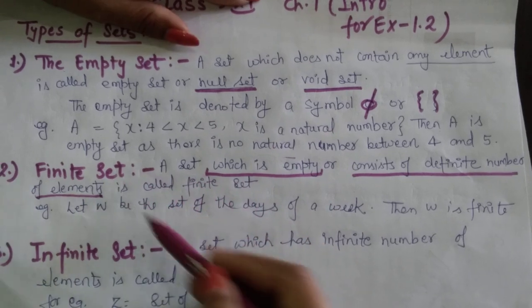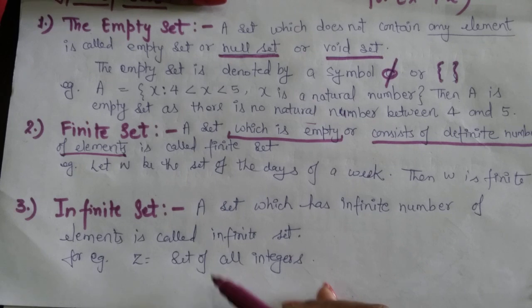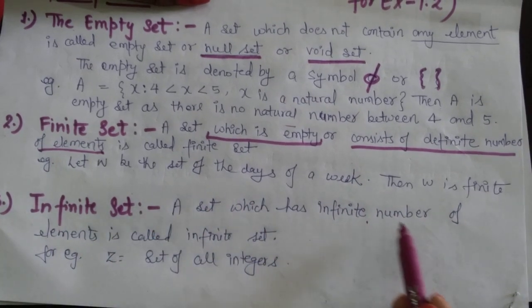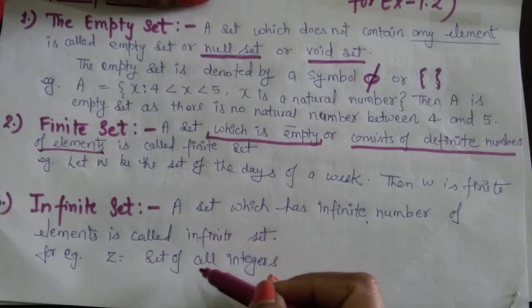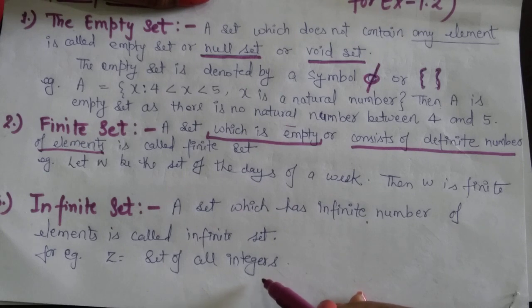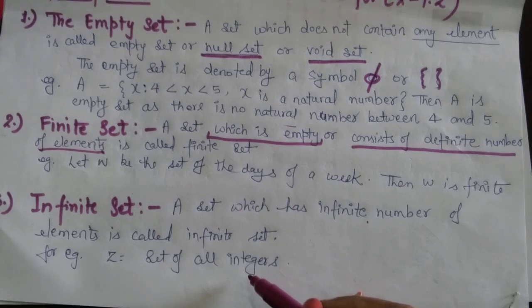Now come to the next, that is infinite set. Infinite means a set which has an infinite number of elements, means the elements cannot be counted. For example, the set of all integers. So you all know very well we can't count the integers. So this is an infinite set.